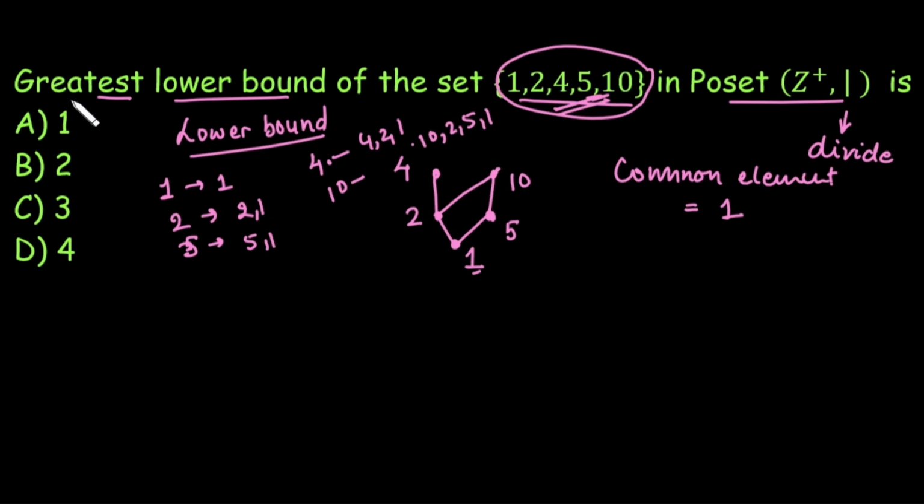Now what is the greatest lower bound? Only a single element is there, and the greatest is always unique. So we call 1 the greatest lower bound of this set.